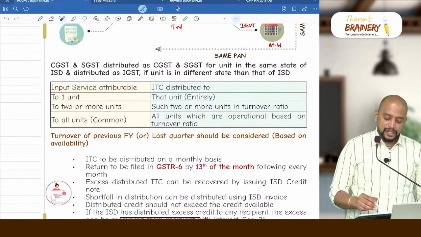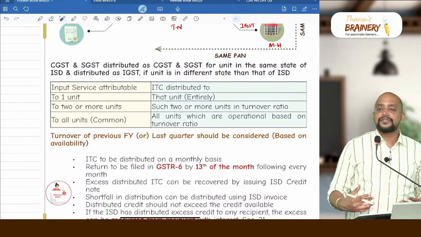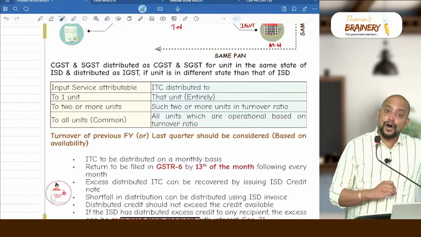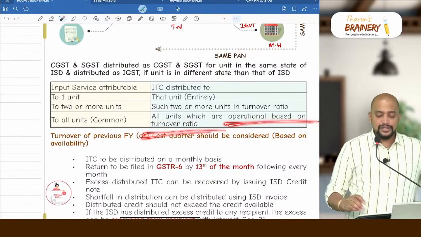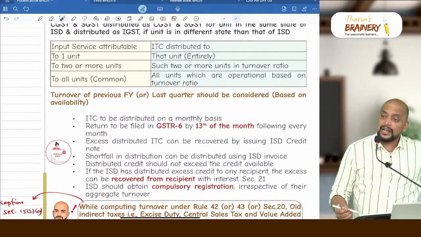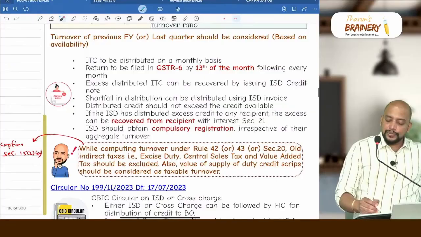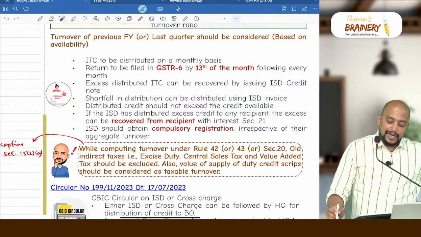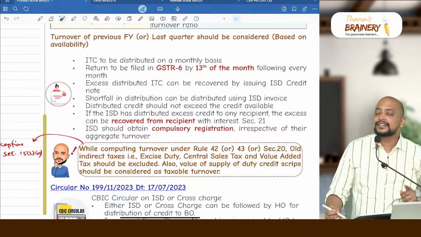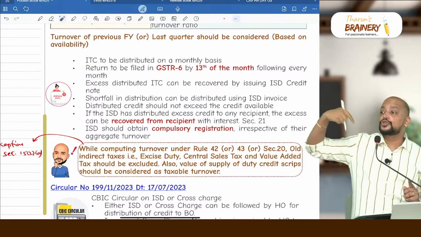If the input service is attributable to all units, that is common, like advertisement services, statutory audit services or marketing services, etc., then it's a common service. It will be distributed to all units which are operational, based on turnover ratio. Which turnover should be taken? Either you take the turnover of the previous year or you take the turnover of the last quarter, based on the availability. Then ITC is to be distributed on a monthly basis and the return to be filed in GSTR 6. So ISD is required to file a return in GSTR 6 by the 13th of the month following every month, and that data will be reflected in 2A, 2B of the divisions.